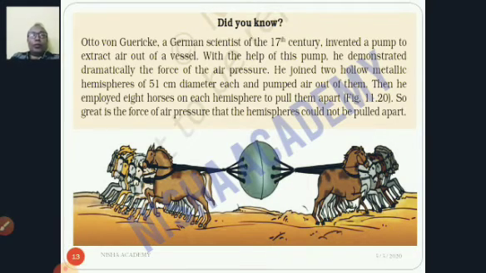He joined two metallic hemispheres of 51 centimeter diameter each and pumped the air out of them. Then he employed 8 horses on both sides of the hemispheres to pull them apart. Because of the force of air pressure, the hemispheres could not be pulled apart. So the air pressure is much larger than the other pressure.